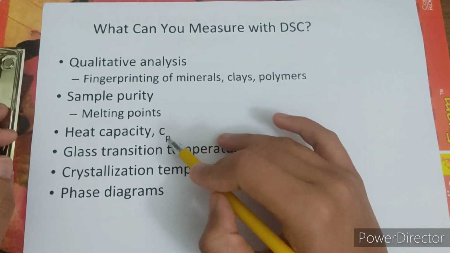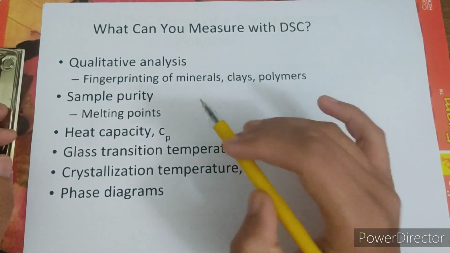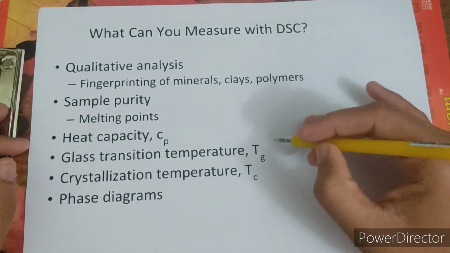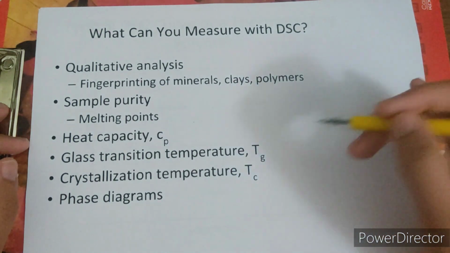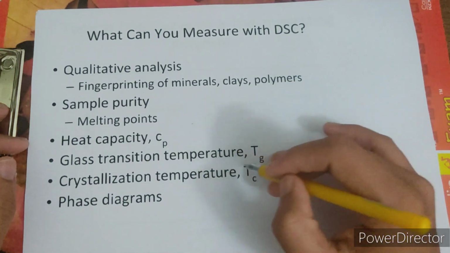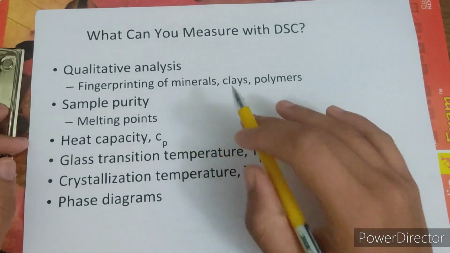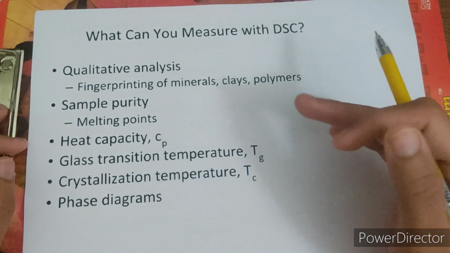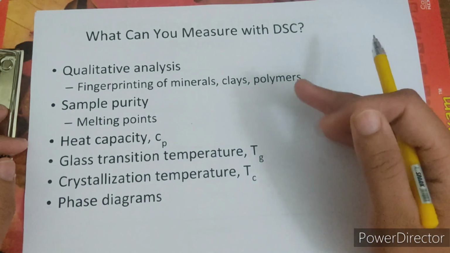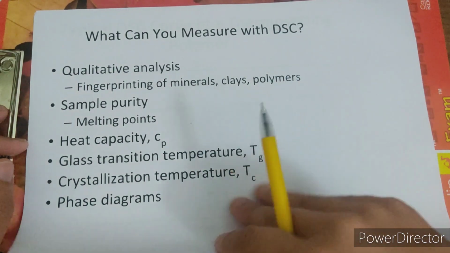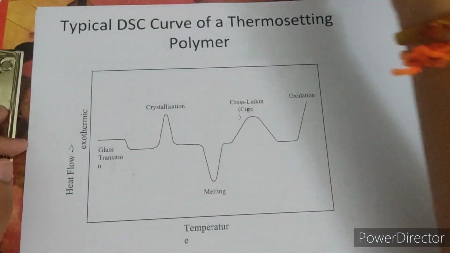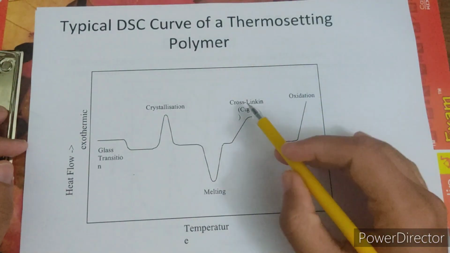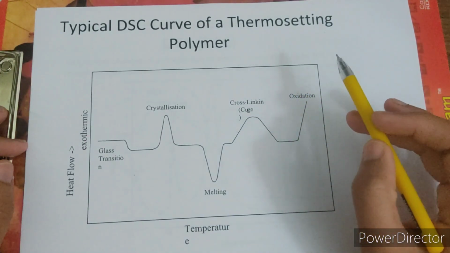Heat capacity, Cp. What is heat difference? Then glass transition temperature, more dealing with polymers. Crystalline, this is for crystals and in some cases polymers. And with this you can also draw the phase diagram about at what temperature it melts, comes to liquid or goes to gaseous form. We can find out. So this is a typical DSC curve for a thermosetting polymer.